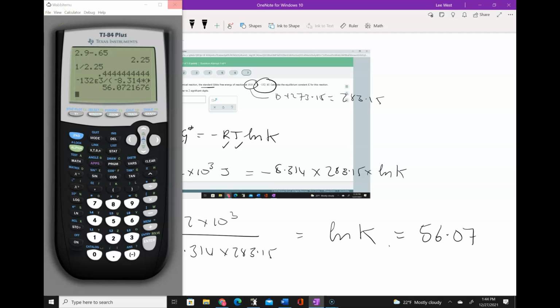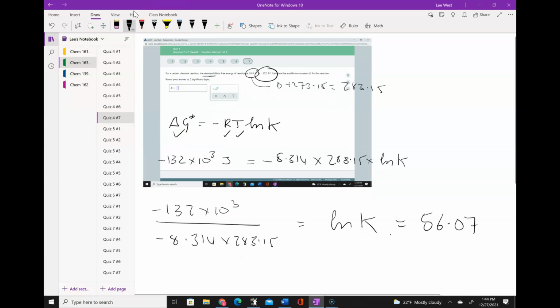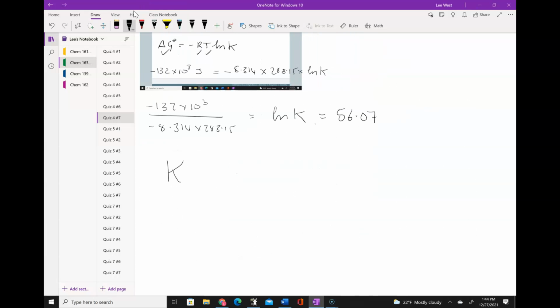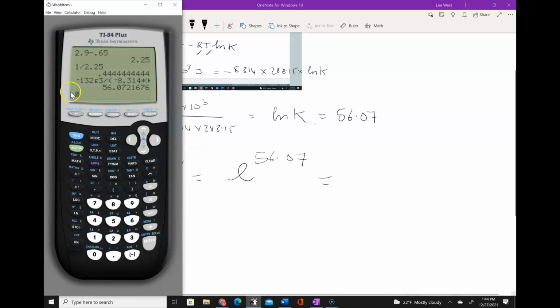And so now we have to just get K. We don't want log K. So K will be equal to e to the 56.07. And I'm just going to do that without rounding. So I'll just go second function e, second function answer, and it'll just pull up that whole answer without rounding. Hit enter, and then there we go, 2.2 times 10 to the 24.